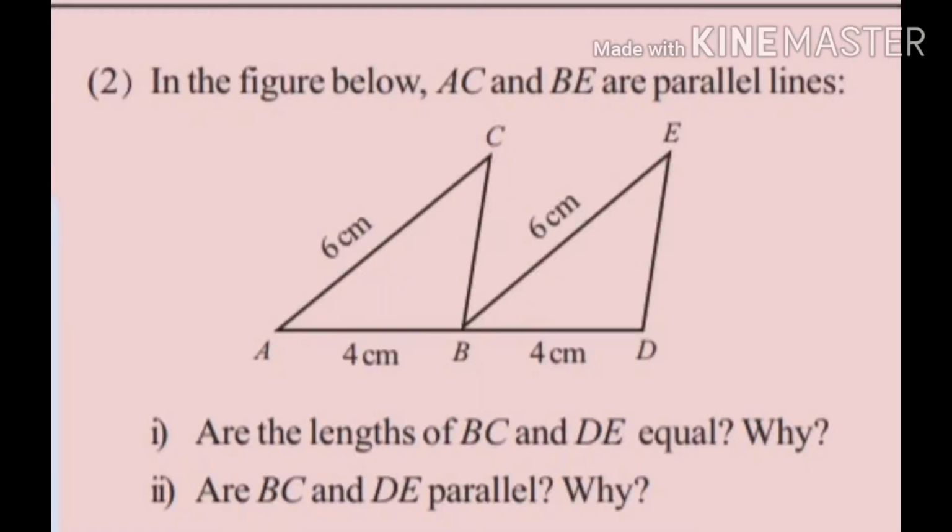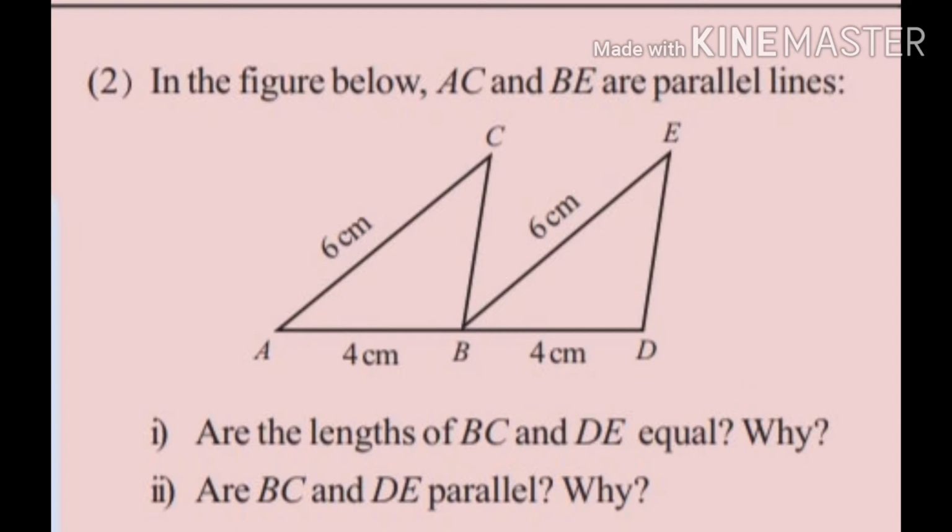Our next question is question number 2. In the figure below, AC and BE are parallel lines. First sub question, are the length of BC and DE equal? Why? Second sub question, are BC and DE parallel? Why? So two triangles are joined together. Okay, B is the common point here. We have to prove that the length of BC and DE are equal, and you have to write the reason also.